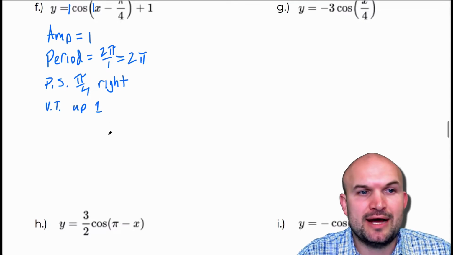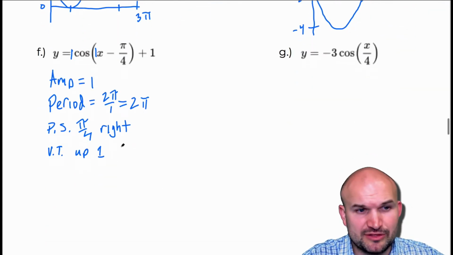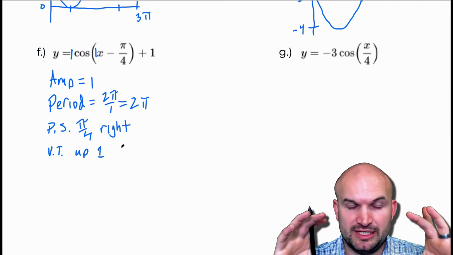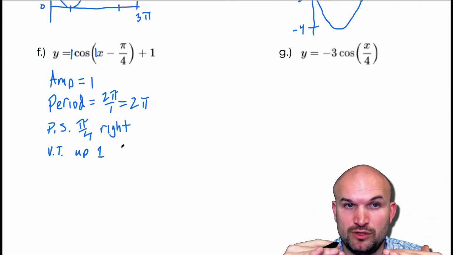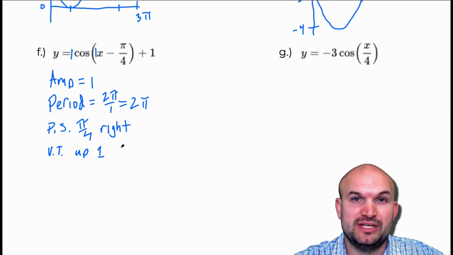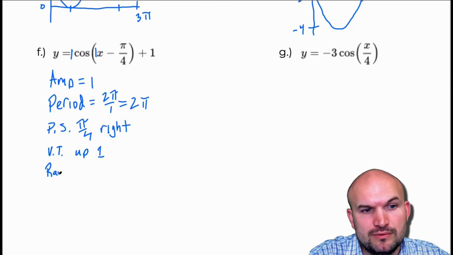Okay, so now based on this information, let's go and talk about the range. So again, remember the range of the initial function or initial period is from -1 to 1. And since this graph is now being shifted up 1 unit, my range is going to be from 0 to 2.